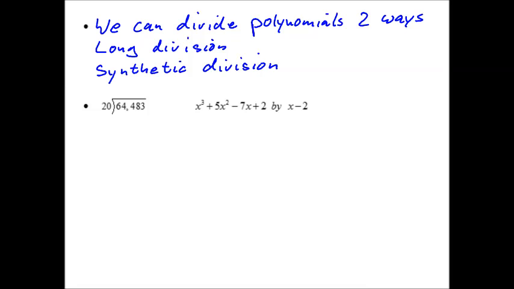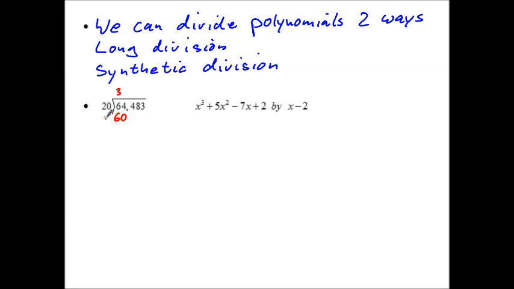Let's first take a look at polynomial long division, and in order to do that, we are going to remember how to use long division in general for numbers. Let's look at this example. We want to divide 64,483 by 20. So how many times does 20 go into 64? 3 times. 3 times 20 is 60.